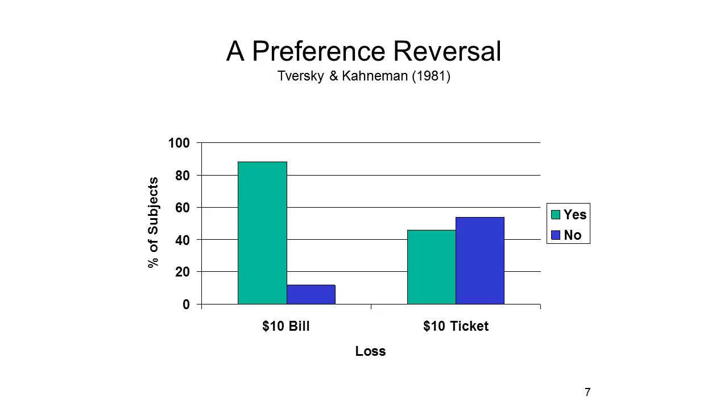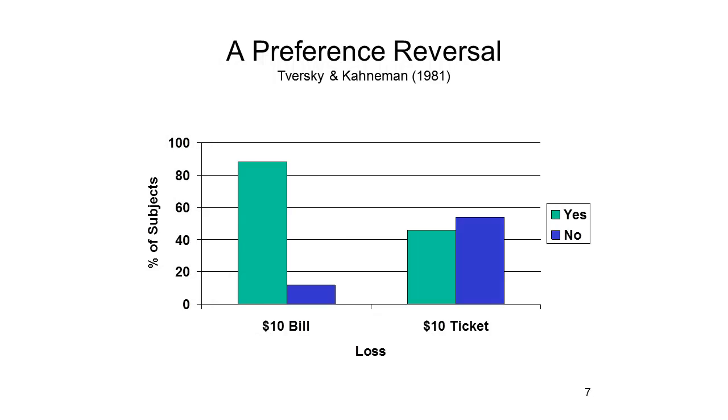And if you think about it for a second, this shouldn't happen according to the principle of rational choice. Person A lost a $10 bill. Person B lost a $10 ticket. They've both lost $10. That $10 is gone, and it shouldn't play any role in the decision that people make about the future. Rational choices are based on the decision maker's current assets. What's past is past and shouldn't play any role in making a decision about the future.